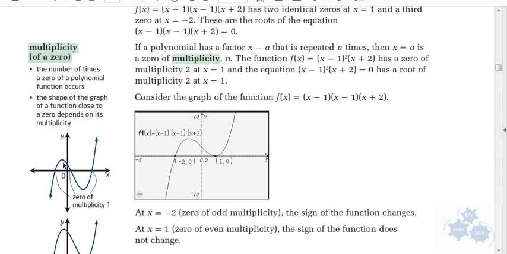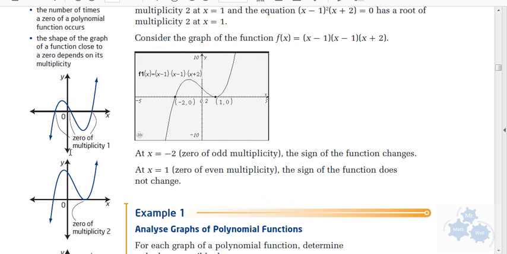And how you determine that is by looking at this, and I'll explain this a little bit more as we move through. The number of times a zero of a polynomial function occurs, that is the multiplicity, and that dictates the behavior. And really what the multiplicity shows you, or helps you determine from the graph, is what the graph behaves like at the zero.